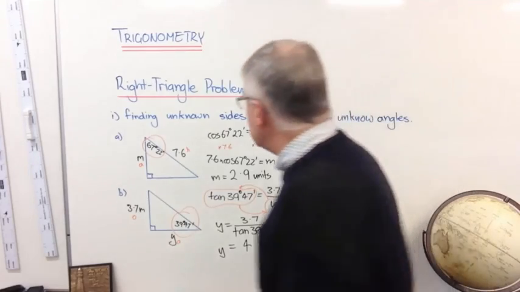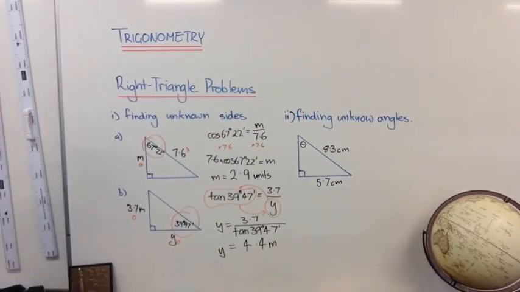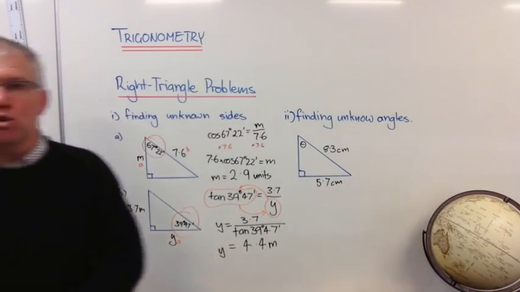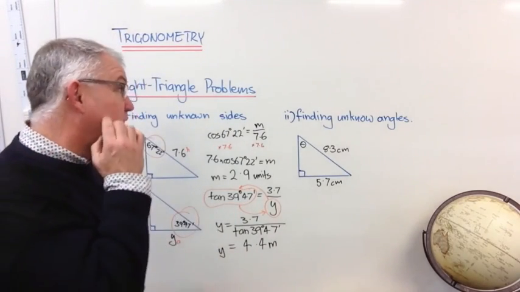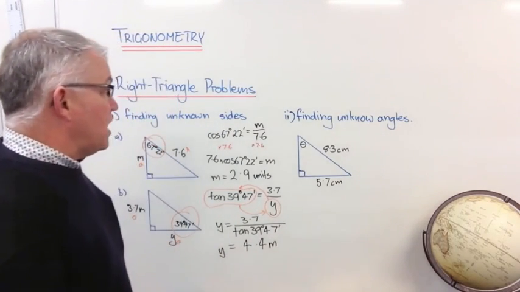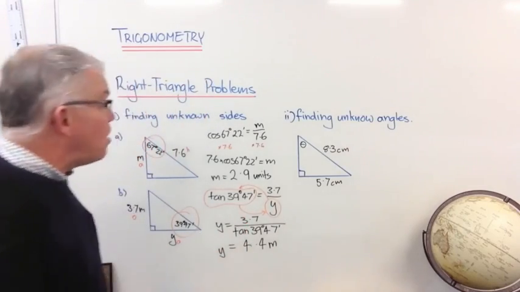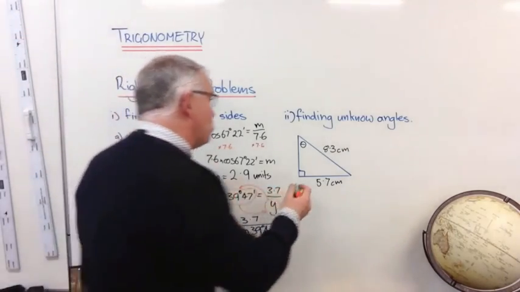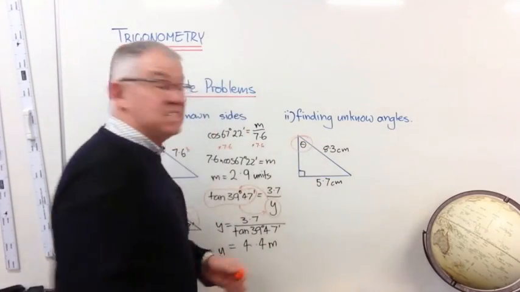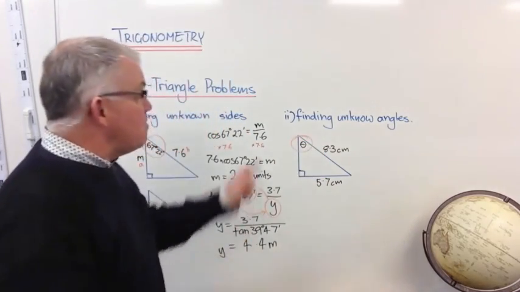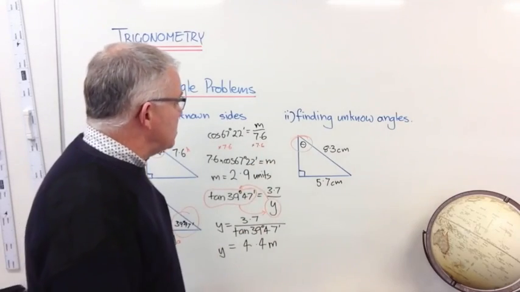Right, so now what we need to do, that's finding an unknown side. Finding an unknown angle is a little bit different. It's just a little bit different. Okay, the process is going to be the same. We start off by identifying the important angle. We've got this angle here. It's an unknown angle. We don't know what it is, but we're going to find out what that angle is.